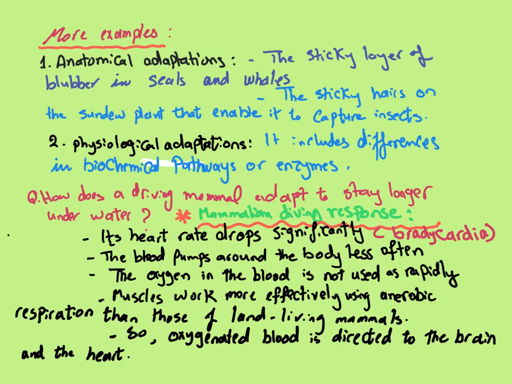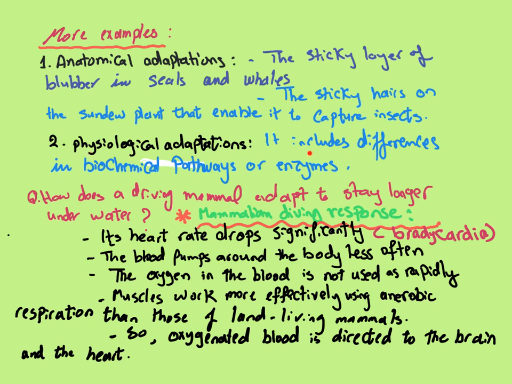Let's dig into more details about the different types of adaptation. For anatomical adaptation, for example, the thick layer of blubber in seals and whales helps to insulate heat and keep the temperature of the living organism steady. So those organisms are called endothermic animals. They have a constant body temperature, which is about 39 degrees Celsius, even if they live in water where the temperature is very low. Another example is the sticky hair on the sundew plant that enables it to capture insects.